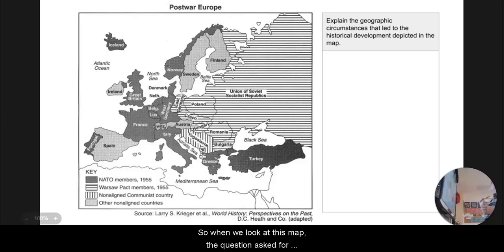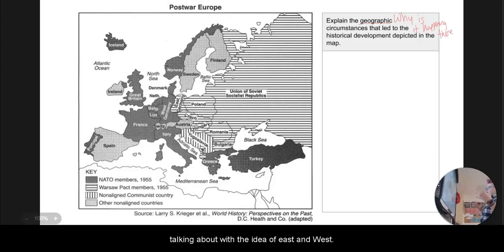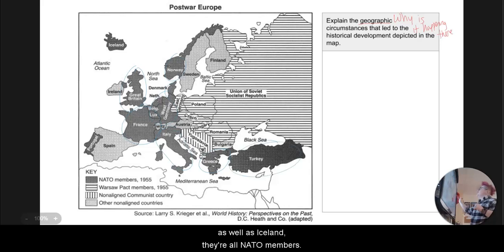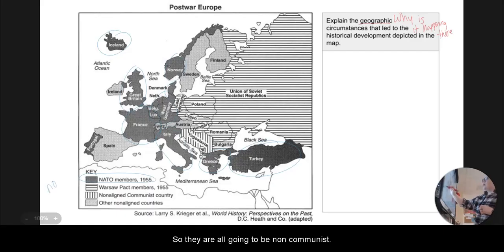So when we look at this map, the question asks for geographic circumstances. So again, geographic circumstances is talking about why is it happening there. What I want to point out to you is kind of what we've been talking about with the idea of East and West. So you have NATO members in 1945, like Great Britain, if we remember our colors. Great Britain is going to be blue, so will France, Belgium, West Germany, Norway, Italy, Greece, and Turkey, as well as Iceland. They're all NATO members. So they are all going to be non-communist.